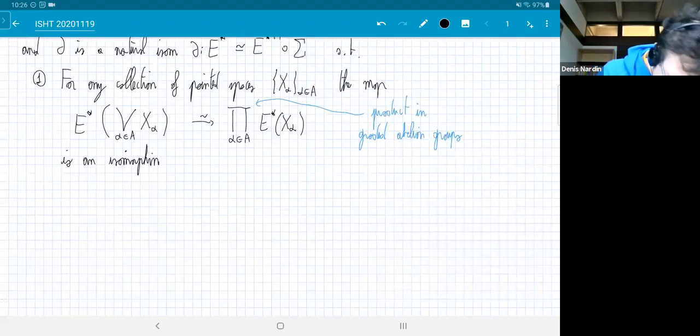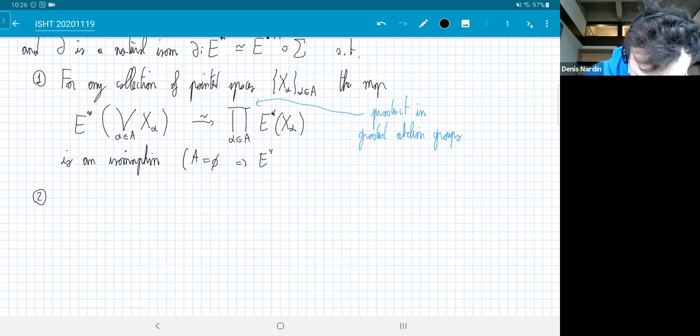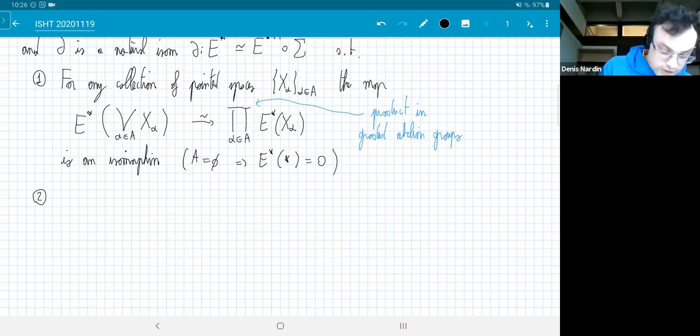Okay, that's one condition. That's not particularly interesting. The most interesting one. But let me also notice that when A is empty, this tells you that E star of the point is 0. That's a special case of this condition, but let me spell it out explicitly, because we're going to need it to state the second one.